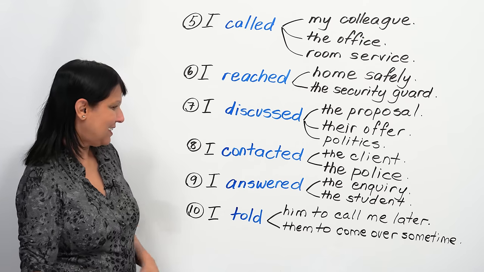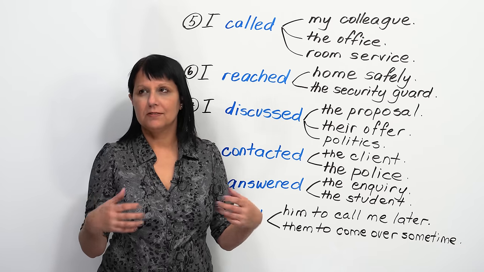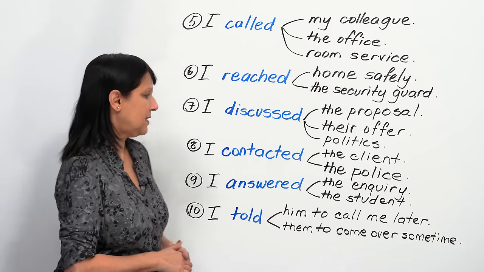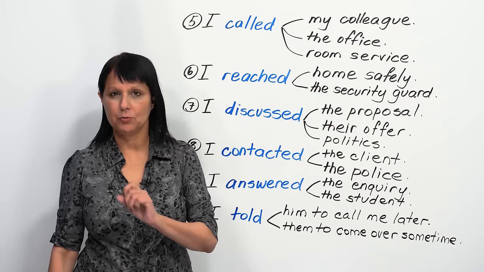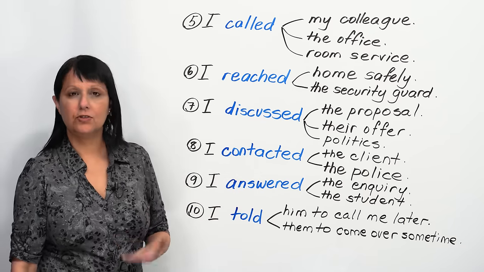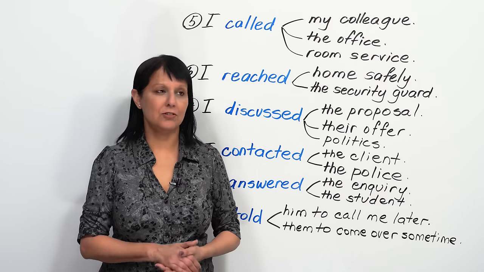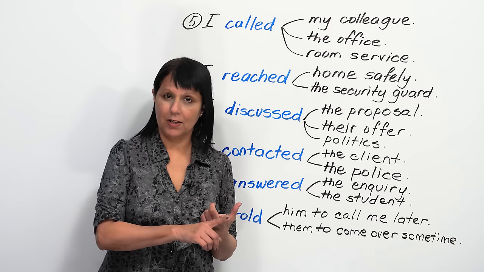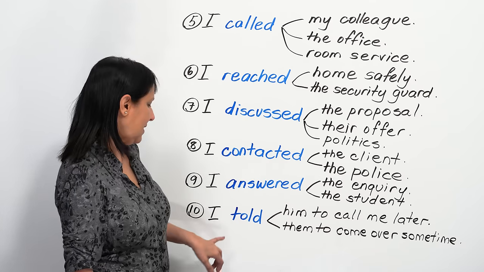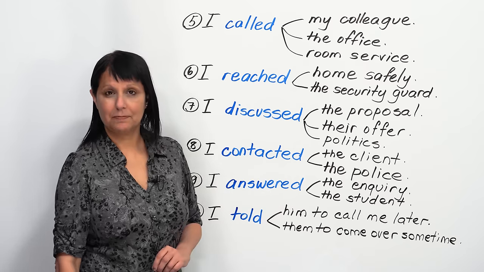Next, number 9. I answered the inquiry. Inquiry is like a formal word for a question that somebody is asking for information about something, okay? It can be spelled with an E or with an I, depending on British or American English. Or I answered the student. I answered the professor. I answered my boss. I answered the email. So you can answer someone or you can answer something, as we can see here. All right? And number 10, the last one for now, I told him to call me later.